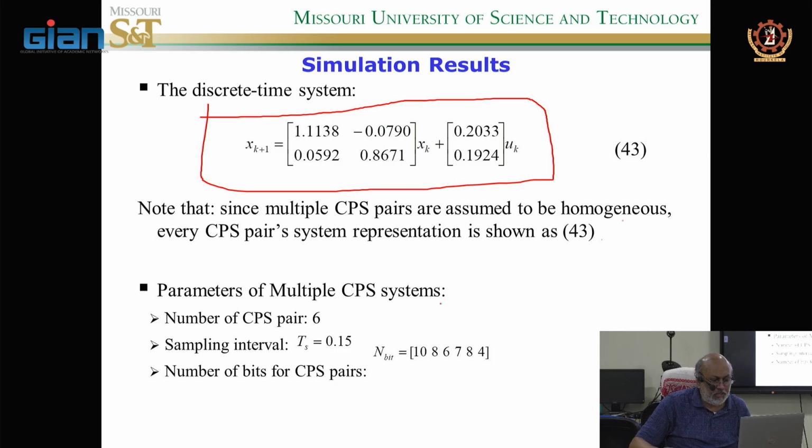So here you see that there are 6 subsystems that we are taking. The periodic sampling interval is 0.15 seconds. There are 6 of them: 1, 2, 3, 4, 5, 6. Now look at that. Each subsystem has so many bits to transmit. One of them is 10 bits. The second one is 8. Third one is 6. Fourth one is 7. Fifth one is 8. Sixth one is 4 bits. So it has to transmit. So the one with the highest.